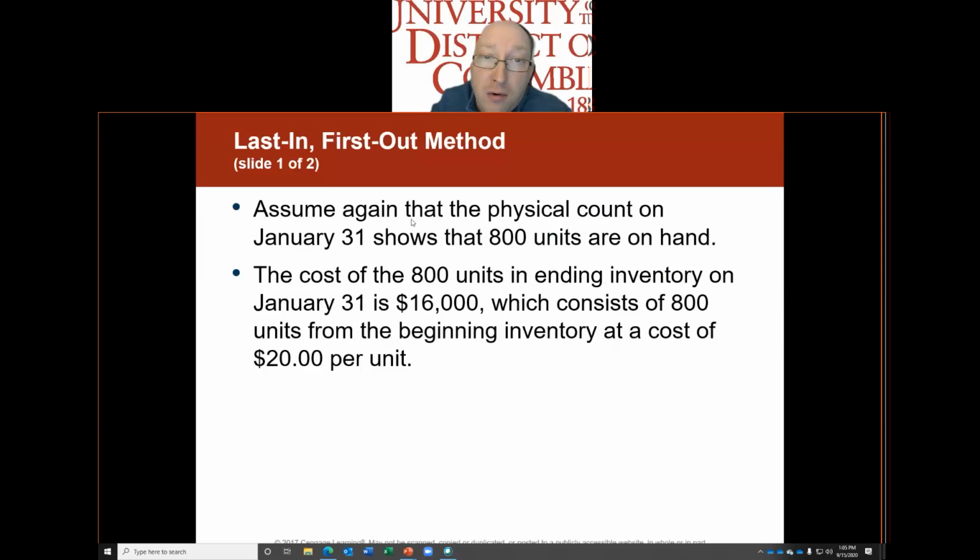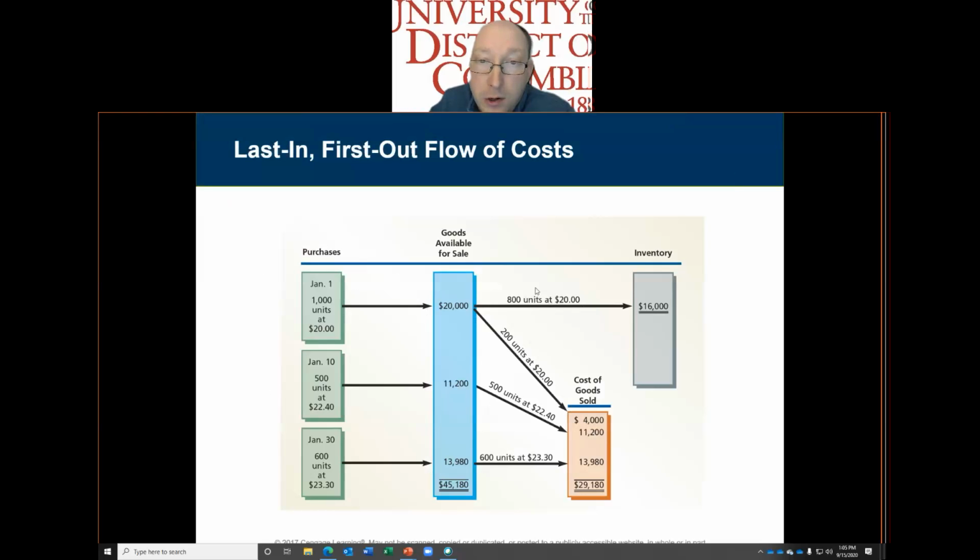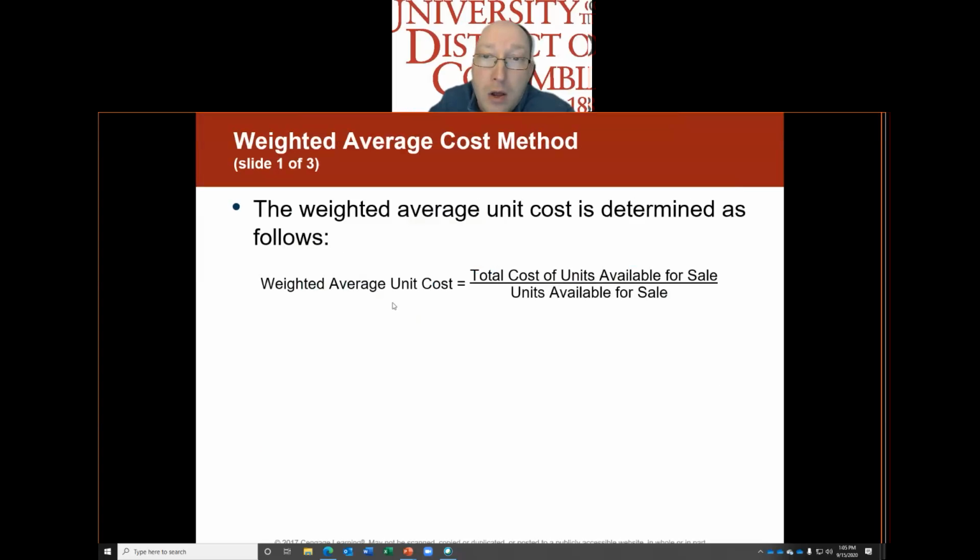Last in, first out, as you know, would be almost in the opposite direction. Cost of goods sold is going to be a little bit higher, which means our inventory balances will be lower. Weighted average cost method.